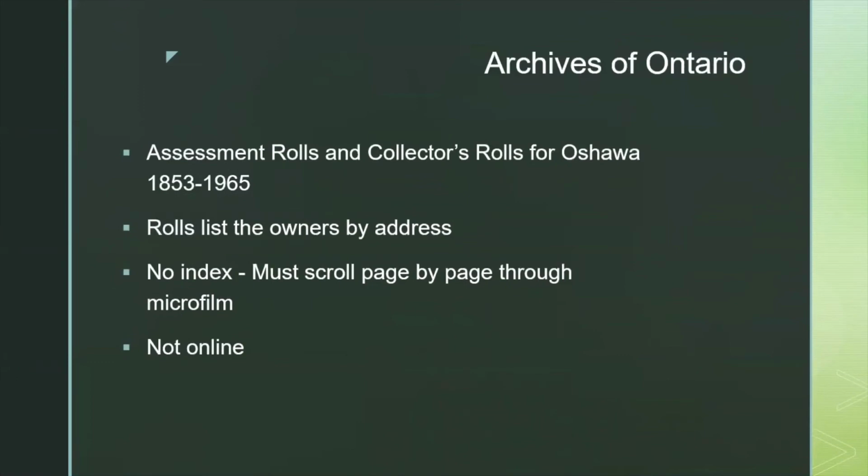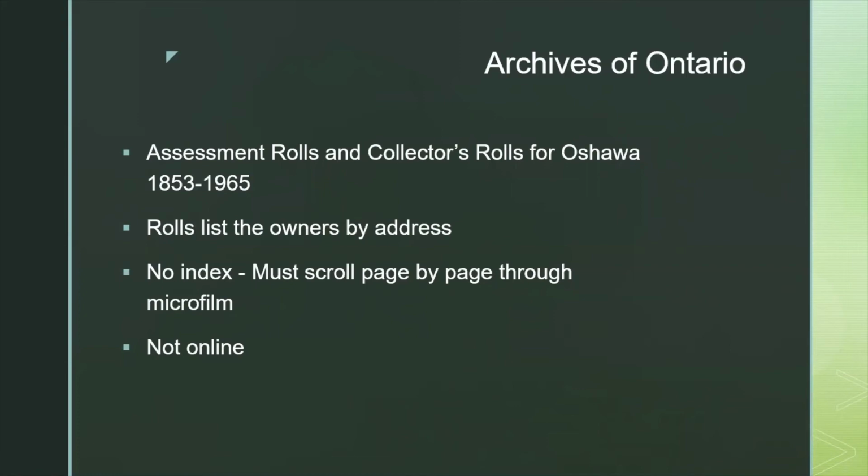The Archives of Ontario, so this is provincial level, sometimes will have records that normally would have been kept in the city, but have since been moved to the provincial archives. In this case, the assessment rolls and collector's rolls for taxes for Oshawa from 1853 to 1965 were given to the provincial archives by the city of Oshawa back in the 1980s. I guess they either didn't have the space or couldn't store them properly, and they gave them to the provincial archives, who have since microfilmed them.